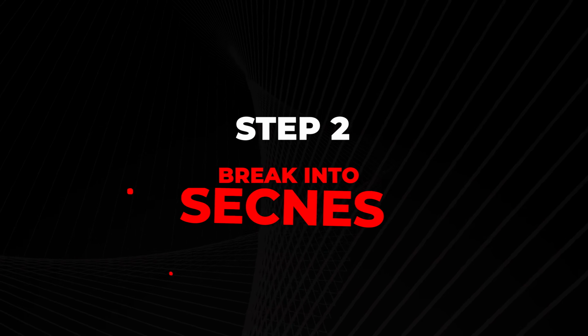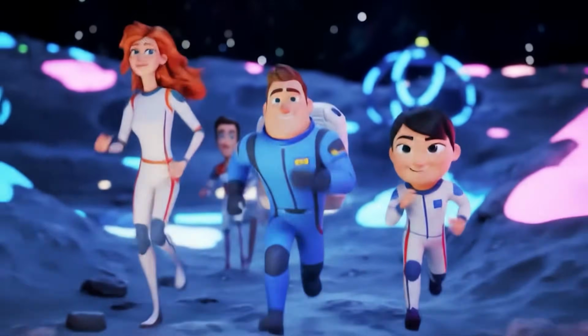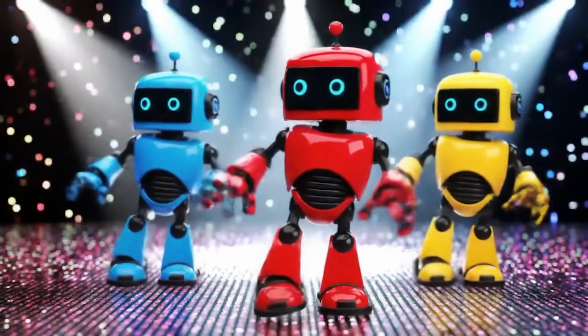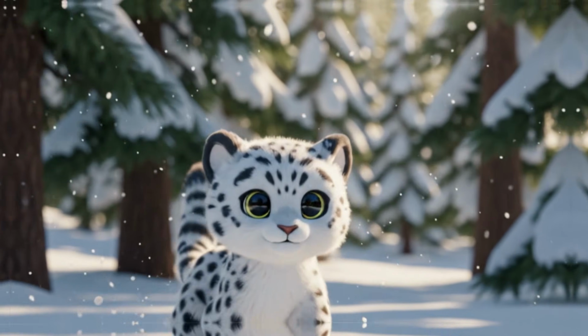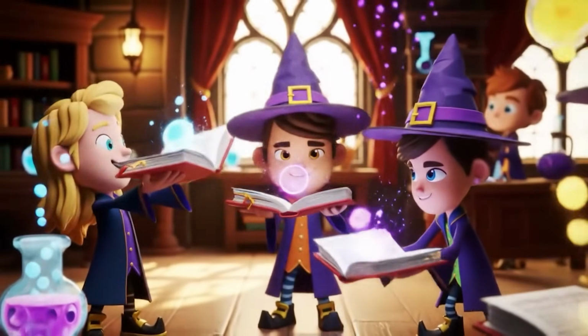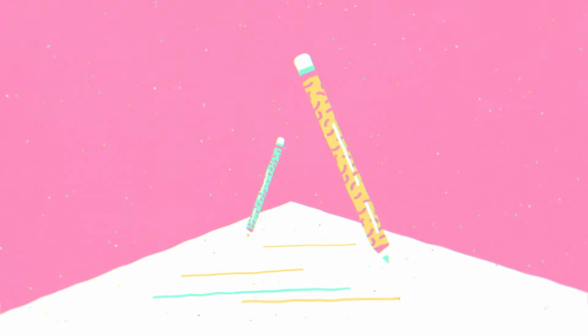Now that you've got your story, it's time to turn it into scenes for AI video generation. First, read through the script and pick out important scenes. Moments where something exciting or emotional happens. Then, for each key scene, include a short visual description to help the AI understand the vibe and setting.